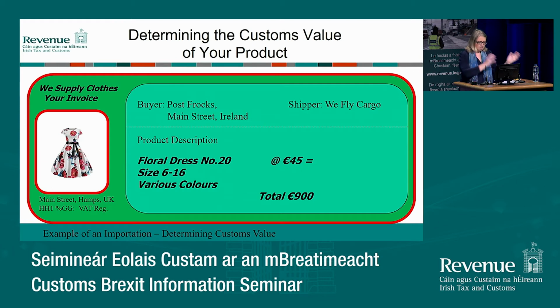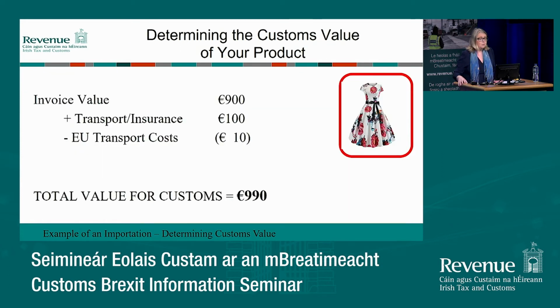So we're back to our Posh Fox company from yesterday, and this is the invoice that we've been supplied with by our supplier in the UK for 20 dresses that are coming in at €45 each. I'm being invoiced in euros, and this is the invoice that I have received from my supplier. So the total value here on the invoice is €900. Now if we look and see, well, what transport costs did I pay to have those goods shipped to me in Ireland?